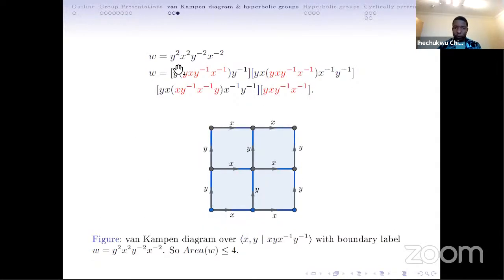So for this one here, you have y, x, y inverse, x inverse, y inverse. So that's y, x, y inverse, x inverse, y inverse. This one is the same. So you do y, x, y inverse, x inverse, x inverse, y inverse. That was going to give you this. And you continue, this will be that, and this will be that. So that's what you have. And then you identify things. I've already identified everything to get this shape.